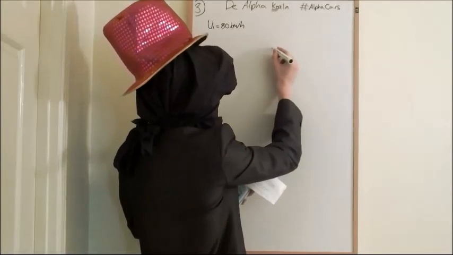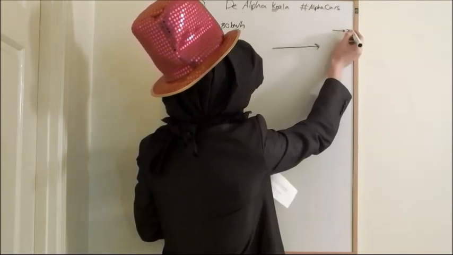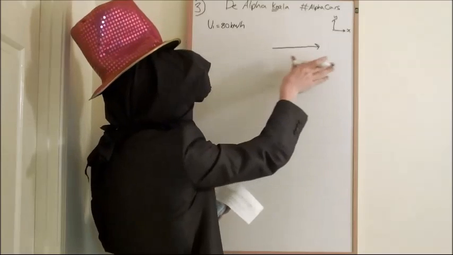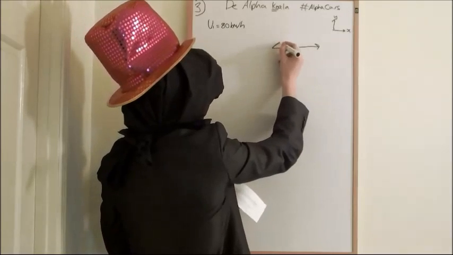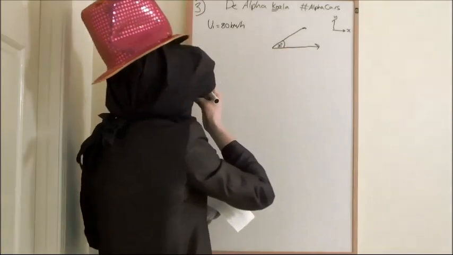So it was originally going this direction, which we will label as the x-axis, and we should put our y-axis up here. That was the initial direction, okay? But it's going 30 degrees to its initial direction, right?